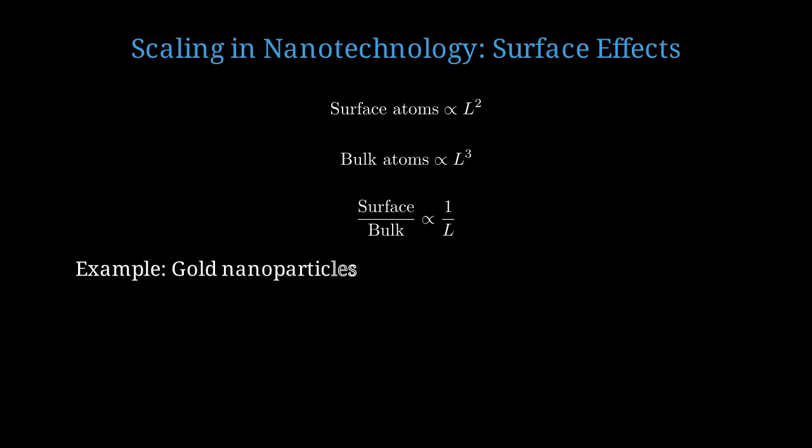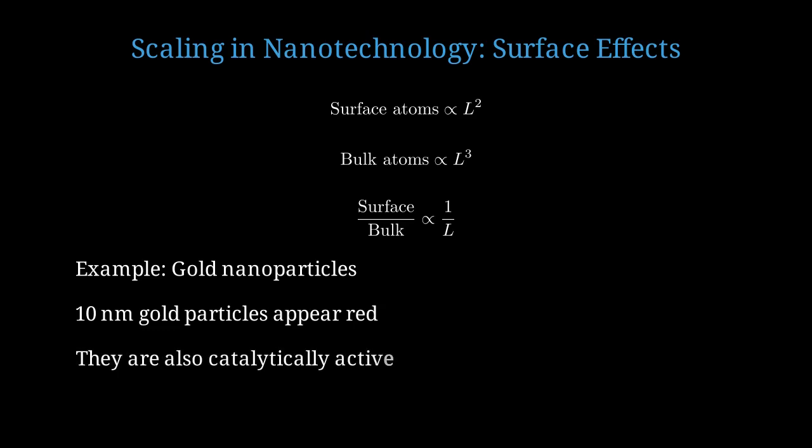Consider gold nanoparticles. Bulk gold is chemically inert and has a characteristic yellow color. But 10 nanometer gold particles appear red due to surface plasmon resonance. And they become catalytically active, unlike bulk gold, because so many atoms are exposed on the surface.